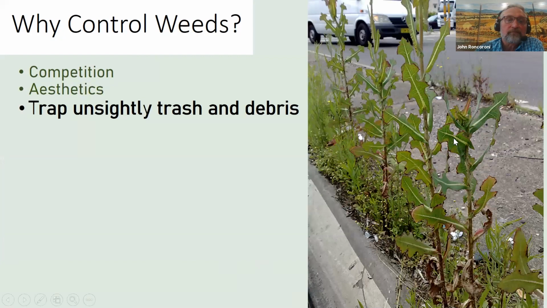Trap unsightly trash and debris. Now, this is interesting. This is a very urban area. It's something you might see. My daughter lives in New York City. By having weeds like this, trash goes in. While people shouldn't be throwing their trash out, it does collect on these weeds. And then I think people have a little less good feeling about their neighborhood. It starts to beget more weeds, which then makes it worse. Obviously, it'd be better if people didn't throw trash out, but the weeds can be a visual hindrance here.